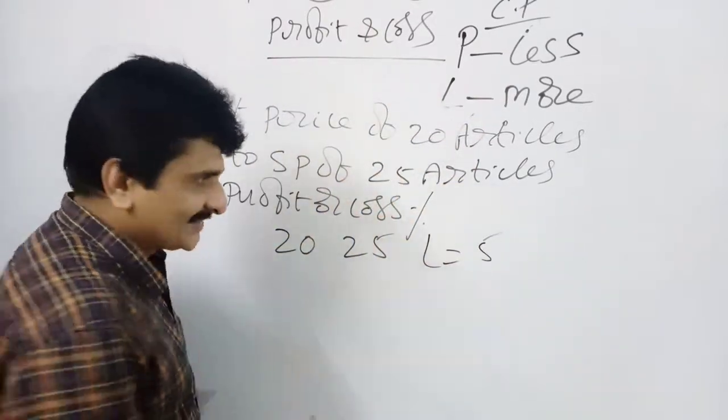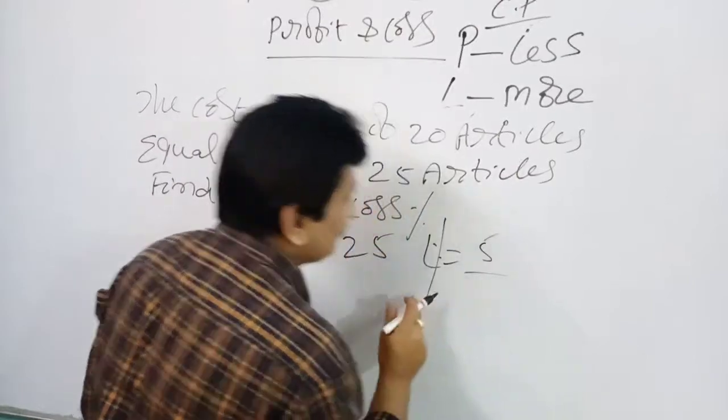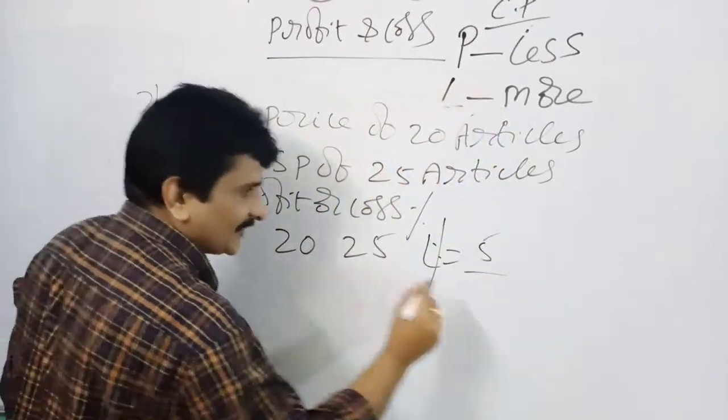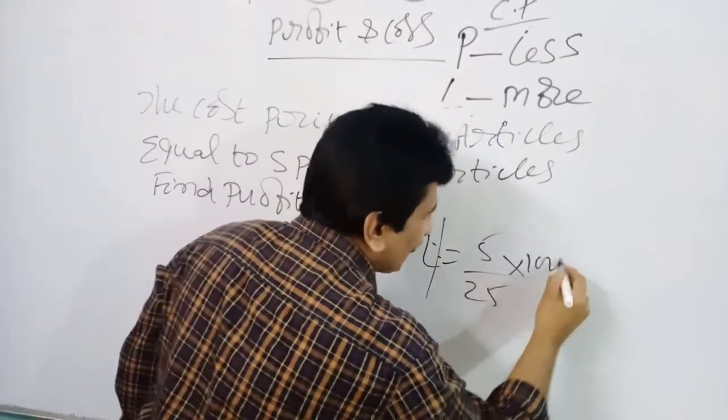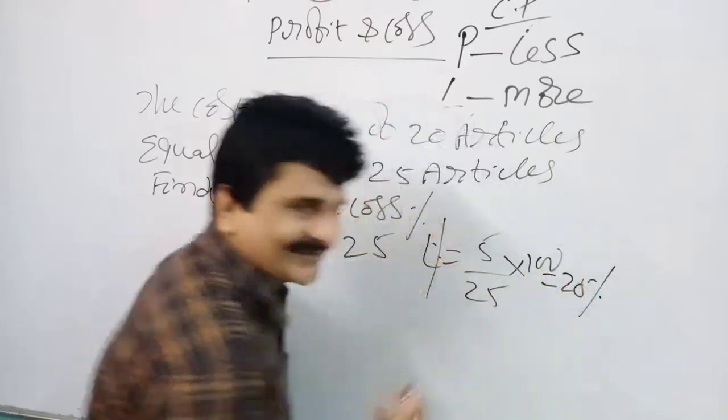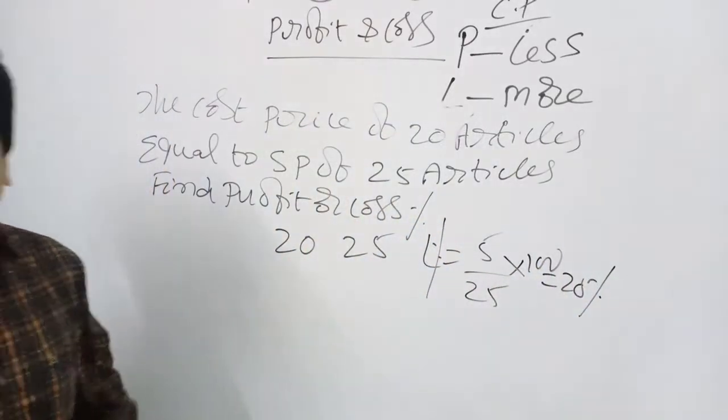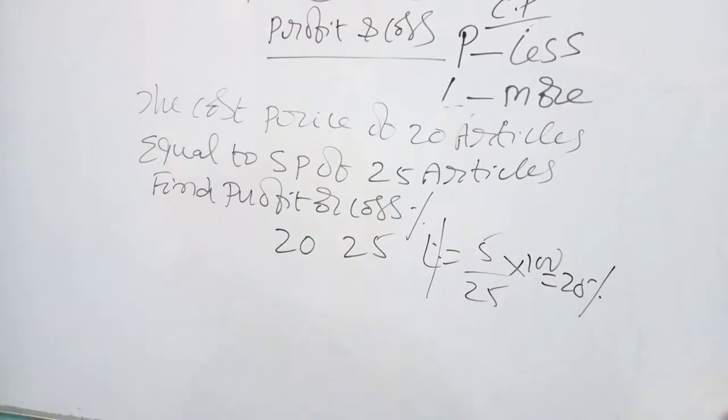5 will be the loss. Loss percentage you have to find. When loss is obtained, you have to write the more value. So 5 by 25 into 100. So the answer is 20%. That's all. So the answer is 20%. Now we will go for the next model.